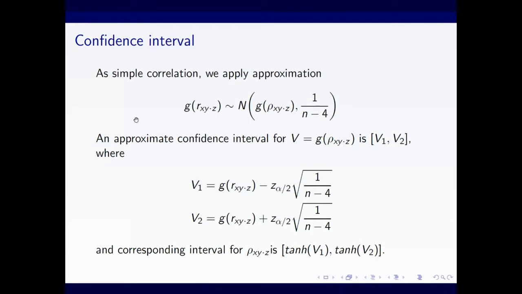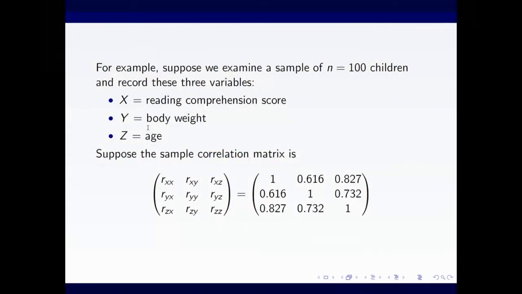So basically, the hypothesis testing and confidence interval calculation is not very different from the simple correlation. Basically, for the partial correlation, the hypothesis testing and confidence interval are an extension of what we did in the simple correlation. So let's look at the example.